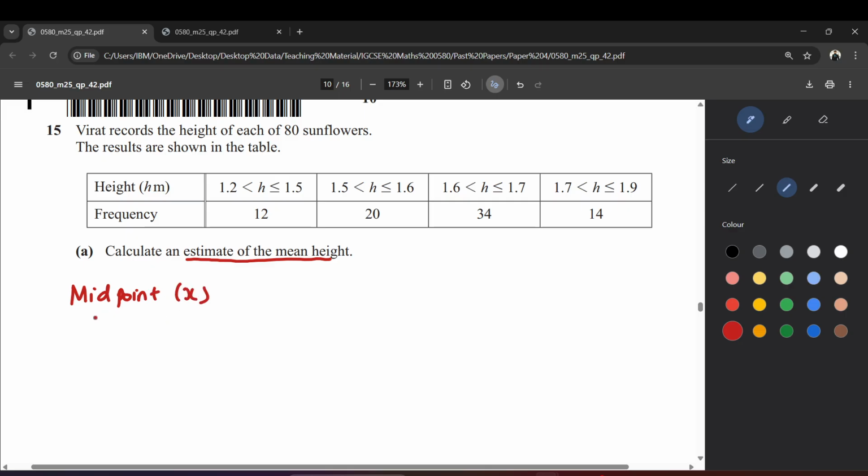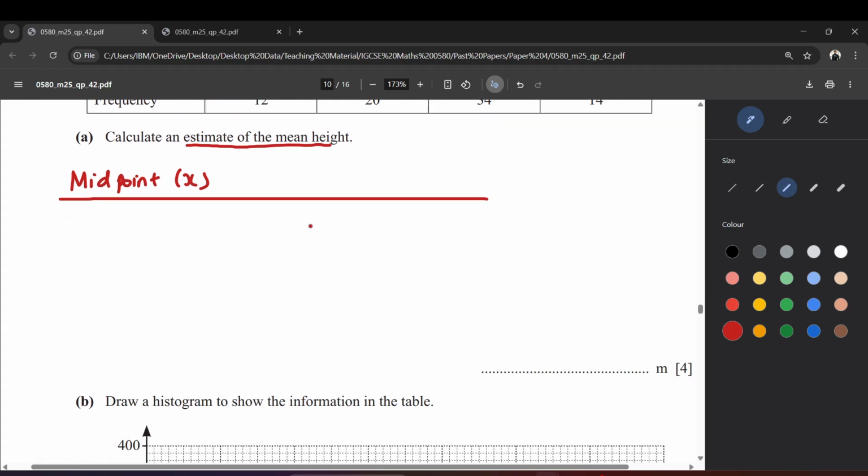Let's say that this is x. Let me draw the table first. The second column that I can make is of frequency, and the third column that I'm going to make is of f of x. So this is your f, which is frequency, and this is f of x, which will be the multiple of frequency and the midpoint.